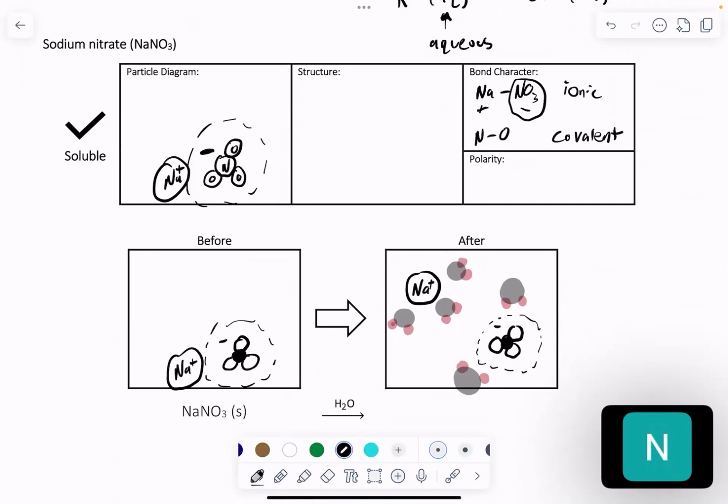So again, we see that the ionic bond dissociates, but the covalent bonds do not.